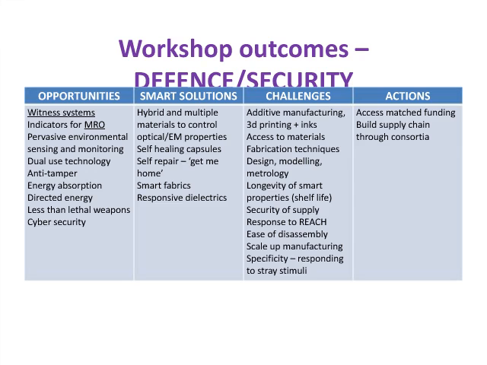So again, really the questions here are, have we missed any opportunities? Have we missed any smart solutions? Have we missed anything? Is this what people recall from the workshop? The things that came out very strongly were pervasive environmental sensing and monitoring, techniques for energy absorption. We can understand why that would be important in a defence context. Directed energy, less than lethal weapons, cyber security, and some of the smart solutions to those were using hybrid and multiple materials to control optical or electromagnetic properties.